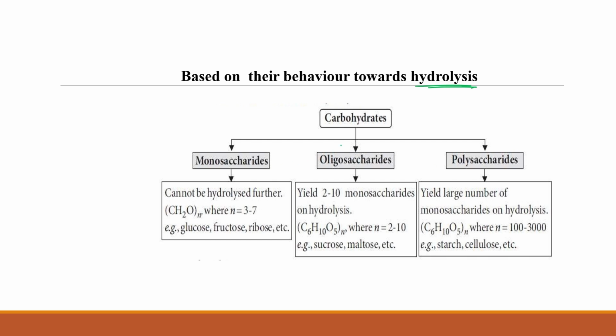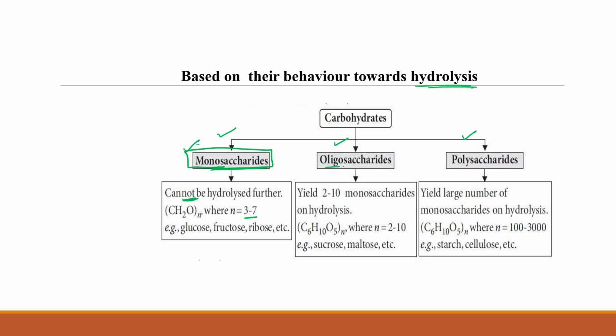On the basis of behavior towards hydrolysis, we can classify carbohydrates into three categories. First is monosaccharide, which we consider the basic unit, then oligosaccharide, then polysaccharide. We cannot hydrolyze a monosaccharide further. This is the simplest unit. The formula is CH2O, and n is the number of CH2O units, which may be between 3 to 7. Examples: glucose, fructose, ribose, and galactose also come under this category.